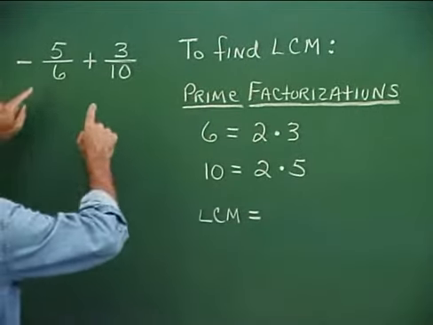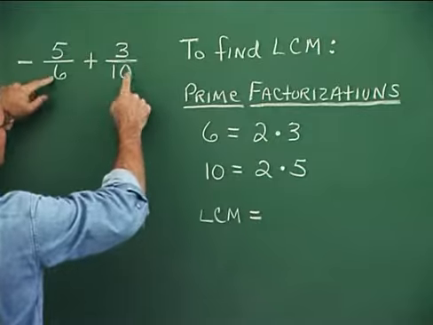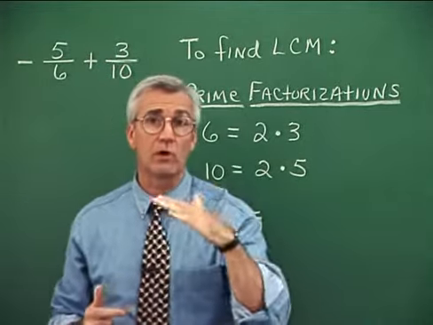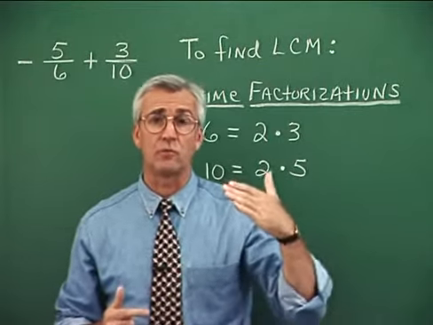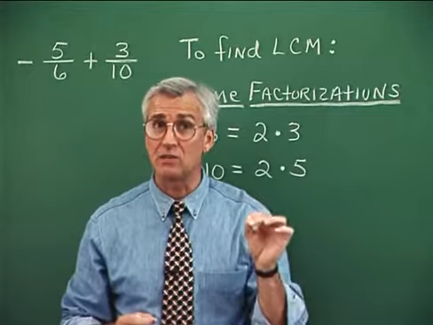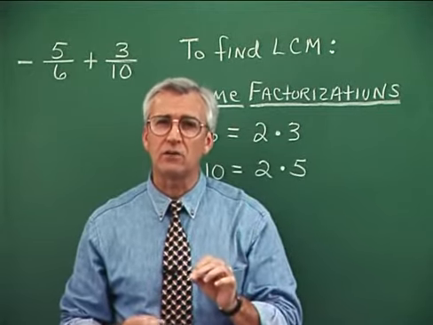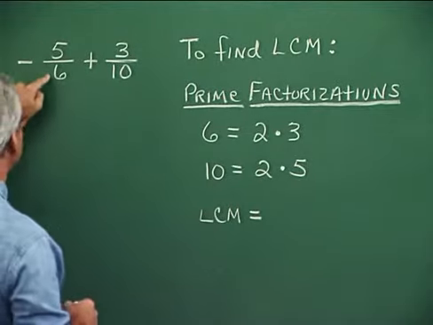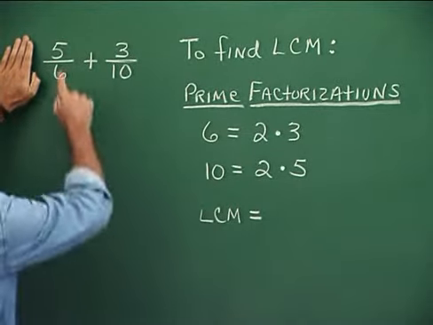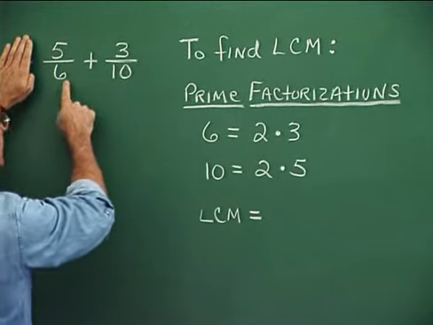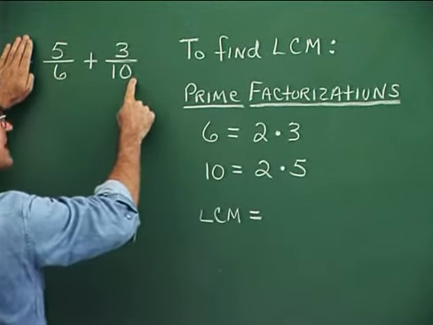Now, thinking about 5/6 and 3/10, when we're adding and subtracting fractions, we understand that fractions are composed of numerators and denominators. The top number is the numerator, the bottom number is the denominator. The numerator tells how many things we have. The denominator tells how big those things are. So for the fraction 5/6, just ignore the sign for a moment. For 5/6, we have 5 items, and each one of them is a sixth. And here we have 3 items, and each one of those is a tenth.